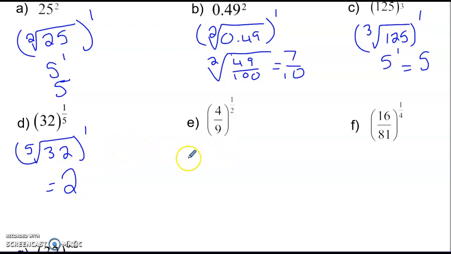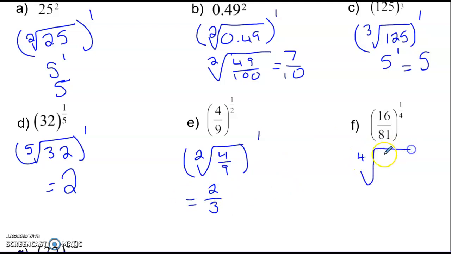Over here for E, we're looking at the square root of 4 over 9, again to the power of 1, because the numerator is 1. The square root of 4 over 9 is 2 over 3, and of course anything to the power 1 is just itself. For F, we're looking at the fourth root of 16 over 81 to the power of 1. What number multiplied by itself 4 times gives us 16? The answer is 2. And what's the fourth root of 81? The answer is 3.